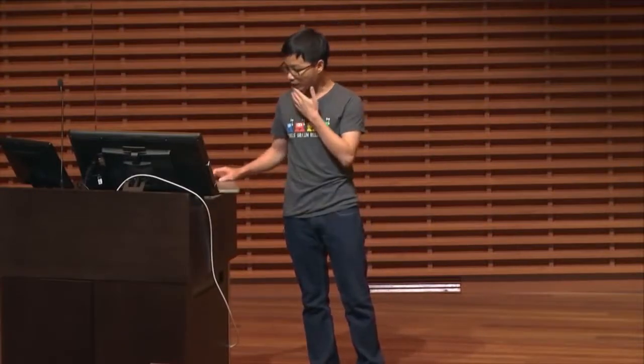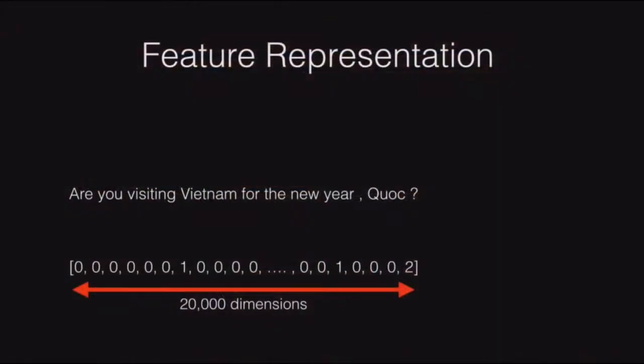And then the second step I would do would be feature representation. In this step, what I'm going to do is the following. I'm going to construct a 2,000 dimensional vector. 2,000 represents the size of the English vocabulary. And then I'm going to go through the email and count how many times a particular word occurs in my email.